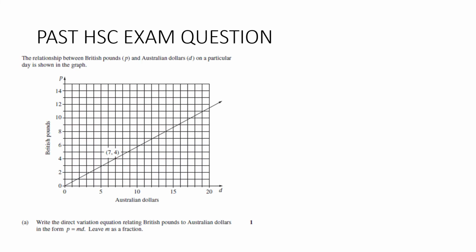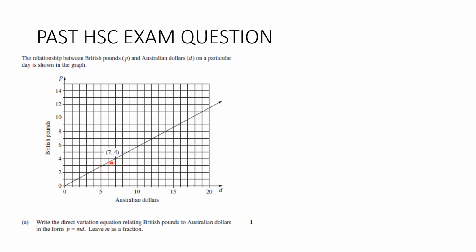Let's finish off with a past HSC exam question. The relationship between British pounds P and Australian dollars D on a particular day is shown in the graph. Part A, write the direct variation equation relating British pounds to Australian dollars in the form P equals MD and leave M as a fraction. So they've done all the hard work for us. They've already given us the equation. All we need to do is find the value of M.